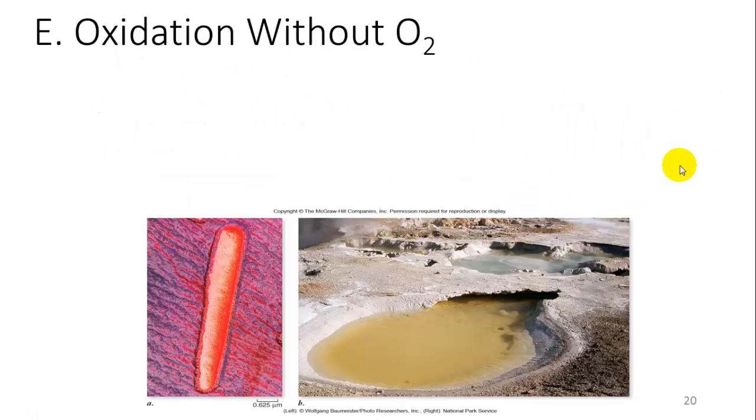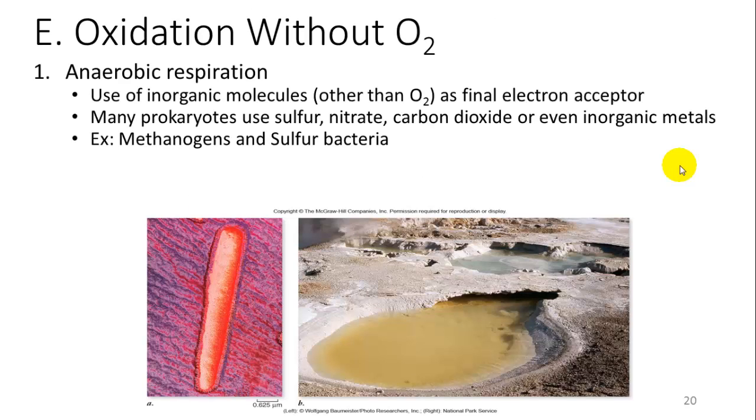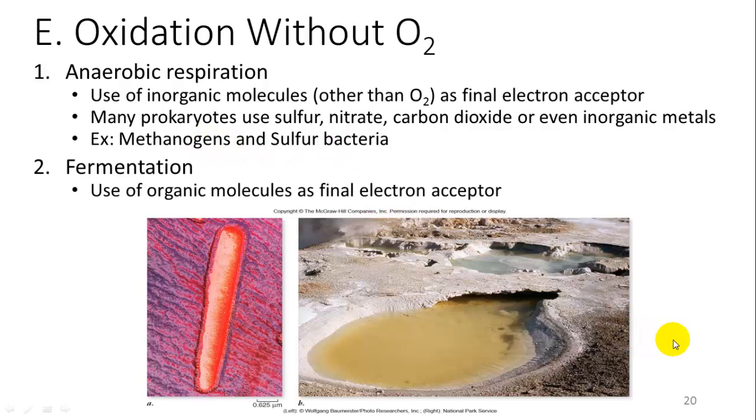So again, oxidation without oxygen can go through anaerobic respiration. Okay, again, these are done by bacteria which live in these really hot and very reactive areas, such as hydrothermal vents and geysers. And many of them use sulfur, nitrate, or carbon dioxide, or even inorganic metals. So some examples of these are methanogens and sulfur bacteria. Or you can go through the process of fermentation.